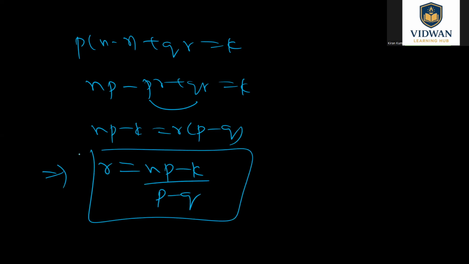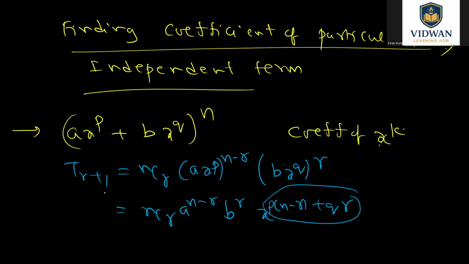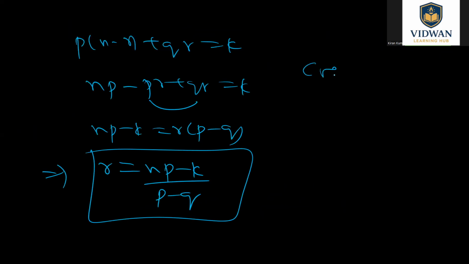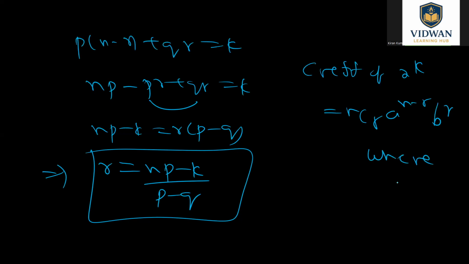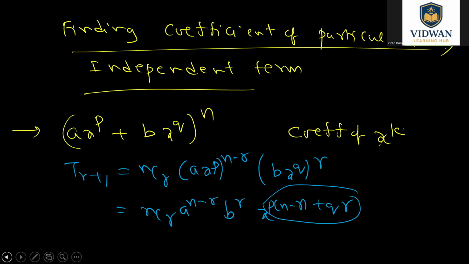And once you get this value of r, you can just put it back here and find the coefficient. So what is the required coefficient of x^k? nCr, a^(n-r), b^r, where r is equal to this. So first you have to find r and then substitute here to find the coefficient. So this is the method you have to use for finding the coefficient of x^k.